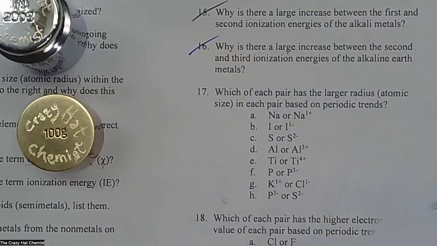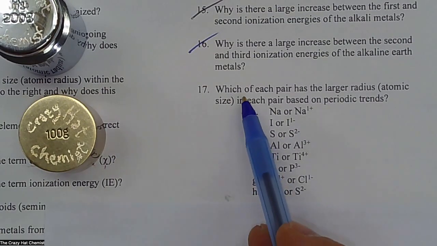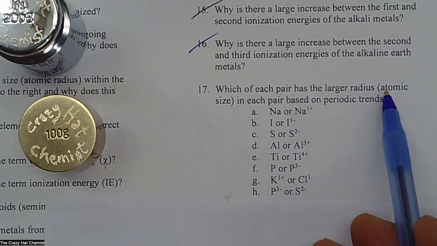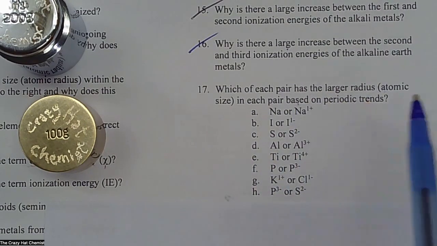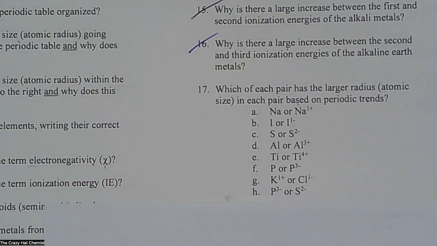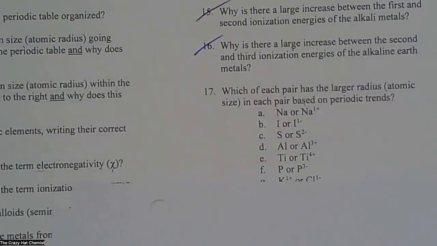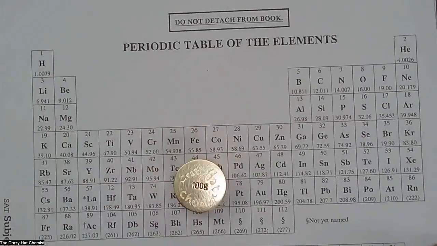All right, so let's go on to our next one here. Number 17 says, which of each pair has the larger radius, atomic size, in each pair based on periodic trends? So we're talking about size here again. We're going to go back to our periodic table that we had before. We're going to rewrite this one so it looks good and pretty. I'm going to zoom out so that you can see the whole thing.